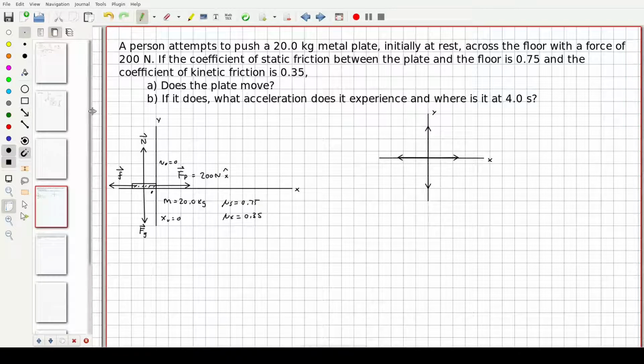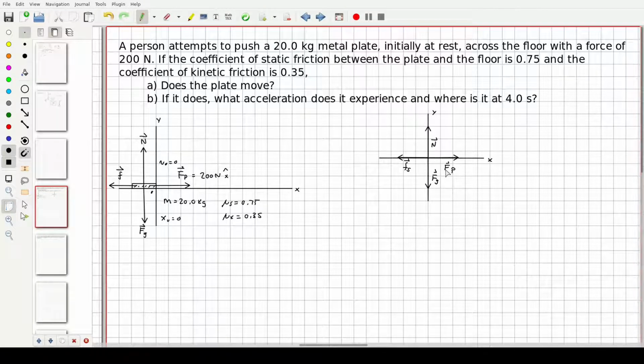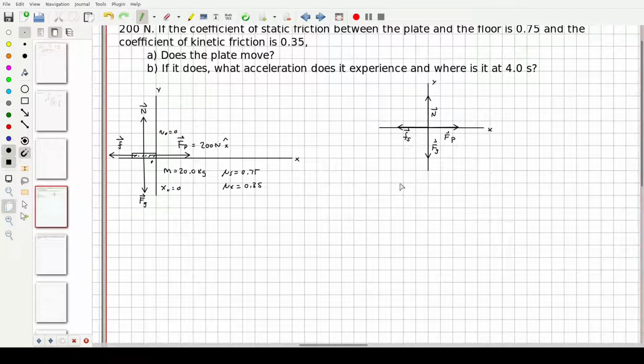Okay. So we have the force of our push. We have, in this case, the static frictional force. We have a normal force, and then we have the weight. Now, like many of the problems that we've worked in the past, we're going to sum up the forces here to get the net force.